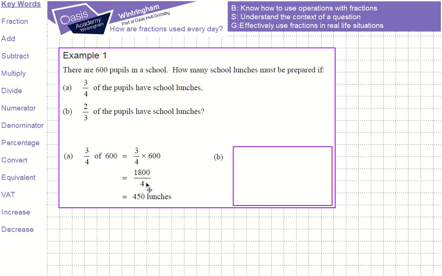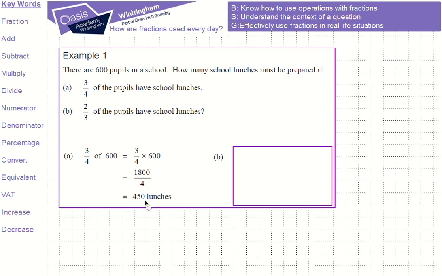And finally, the fraction line means divide. So we've got 1800 divided by 4. Use your calculator if you want, or you can use the bus stop method. 1800 divided by 4 will be 450.